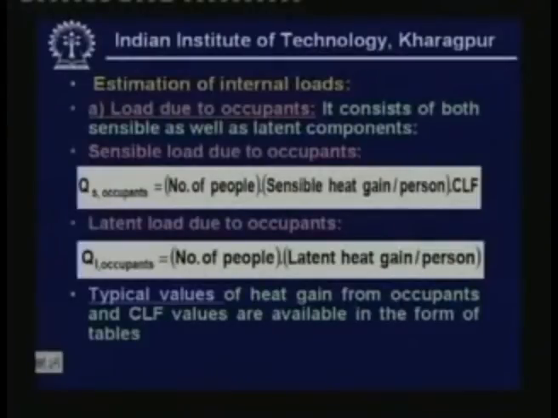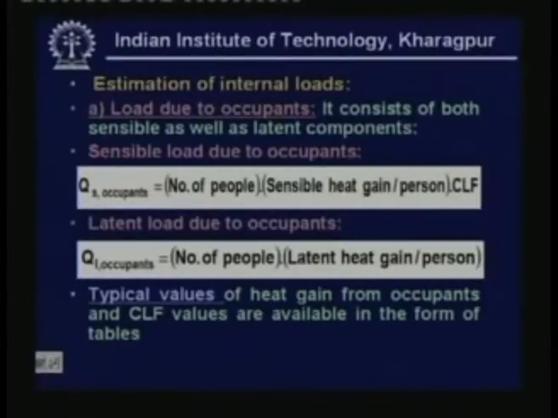Now, we have seen all the external loads. Now, let us look at internal loads. How do you estimate cooling load due to internal heat generating sources? What are the internal heat generating sources? First internal heat generation source is the occupant himself. So, what is the load due to occupants?